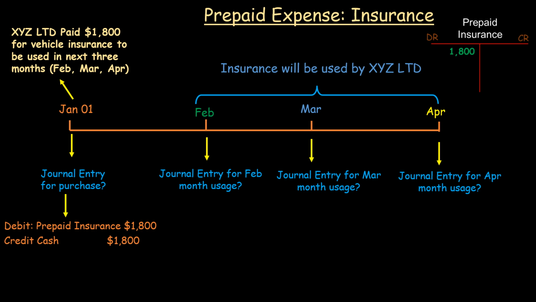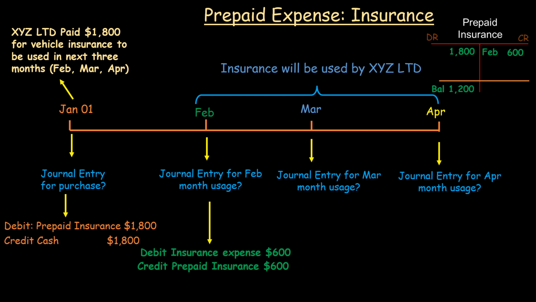So at the end of February, when 1 month of insurance is used, the usage obviously becomes an expense, so the business will debit it. But what is it that they have used? Insurance. So they are going to debit insurance expense. Now, this insurance was purchased already in January, so the business has used the prepaid insurance, so it will credit prepaid insurance. So if you look at the T account on the top right corner, the $600 will be updated at the end of February on the credit side, leaving you a balance of $1,200.